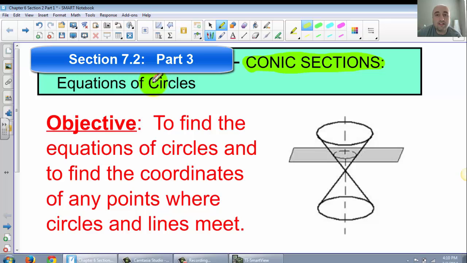Okay, and the first slice we're going to talk about are circles, and circles are very important. When you take the ACT test, there are sometimes a lot of questions on circles. So basically, we're going to find equations of circles, and we're going to find the coordinates of any points where circles and lines will meet. Okay, that won't make really any sense until we actually get into this subject.